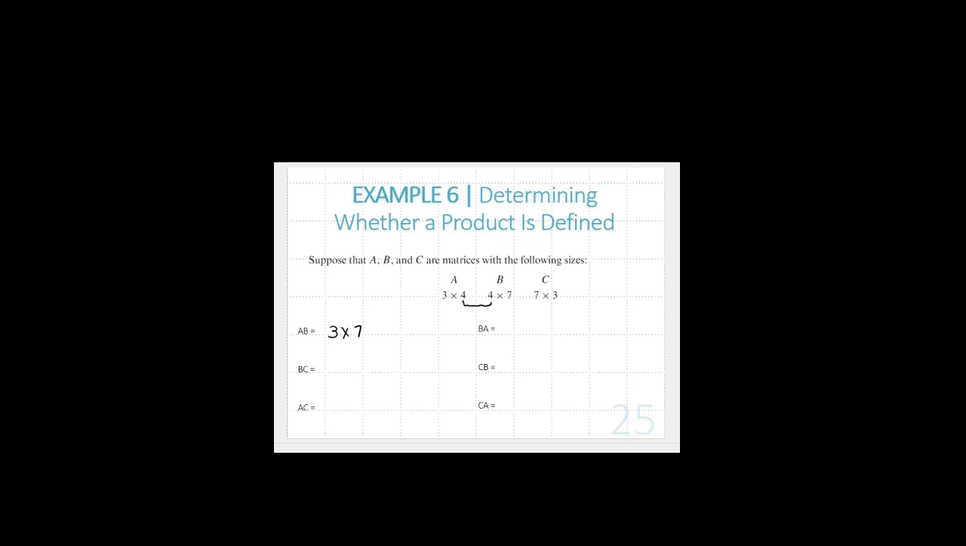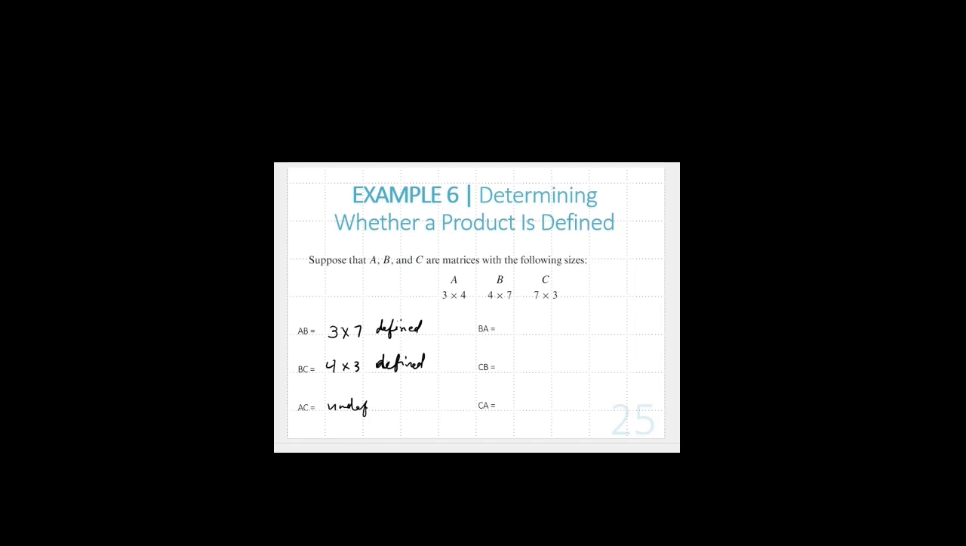Okay, what about B and C? So we want to make sure we're using the correct words. This is defined. So BC, inside numbers are the same. Outside numbers tell us our size. We've got 4 by 3. All right, what about AC? AC, here we have 4 and 7. Nope, 3 and 3, don't care. So this one is going to be undefined.